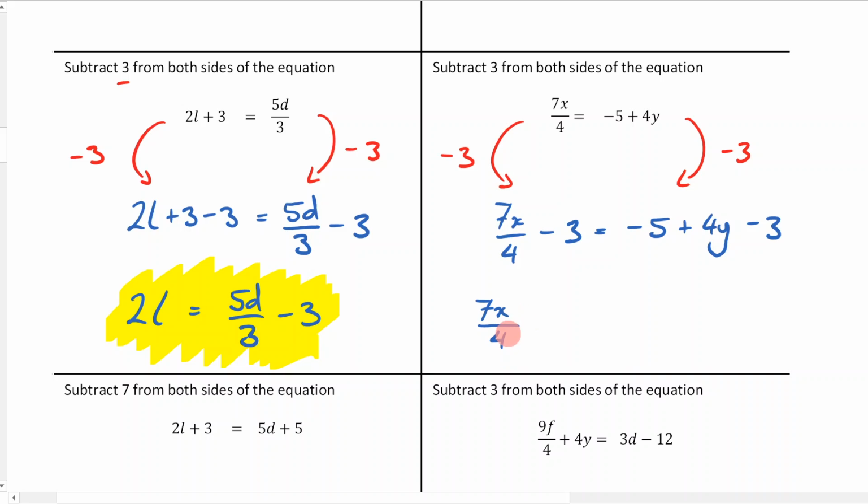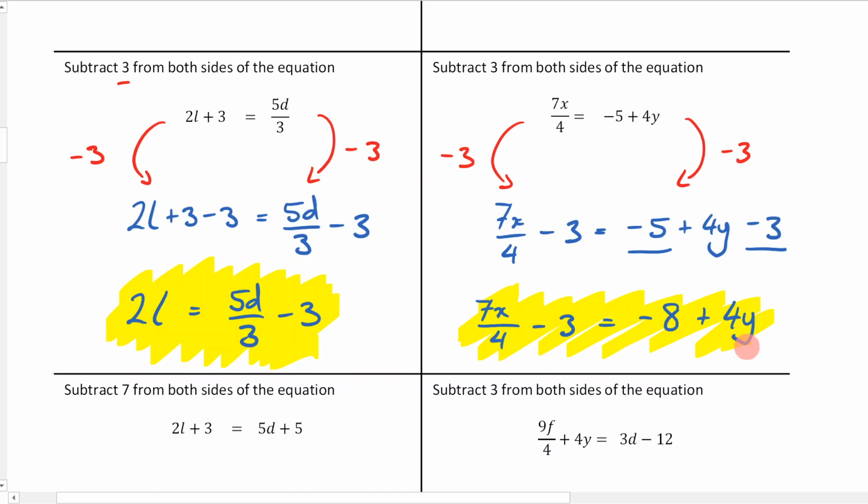because they're not like terms. This has a pronumeral of x, so I can't do anything here. But over here, I've got negative 5 and minus 3, which is negative 8 plus 4y. And that is going to be my answer. So I can simplify these things together there. So let me now highlight that.